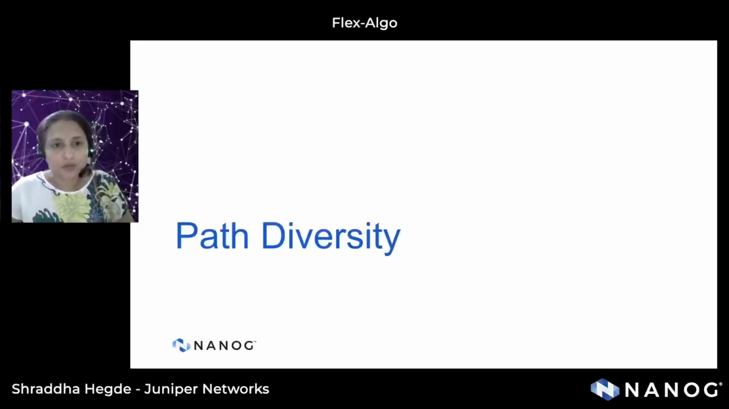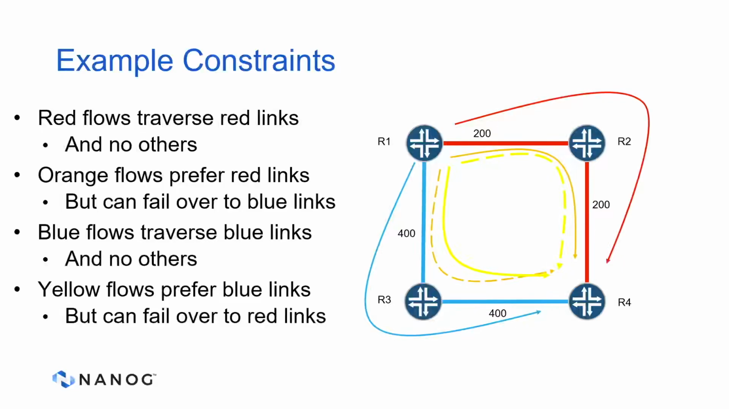So let's move on to another use case, which is a path diversity use case. Here the requirement is that all the red flows traverse the red links and no others. And the orange flows prefer red links, but they can fail over to blue links. Similarly, blue flows traverse the blue links and no others. And yellow flows prefer blue links, but they can fail over to red links.